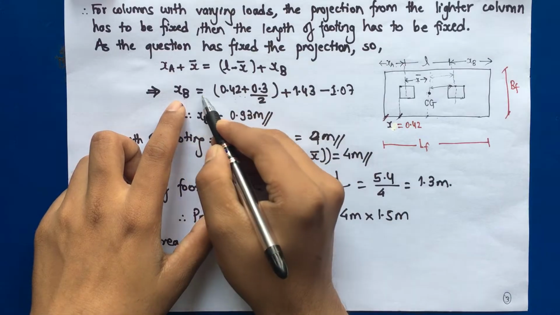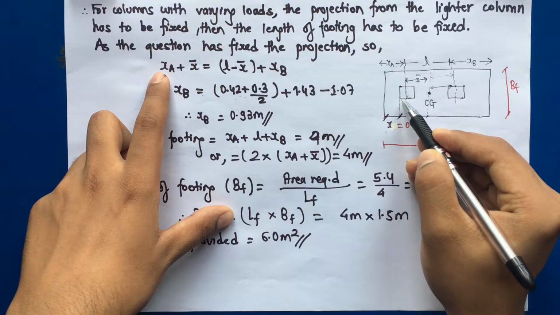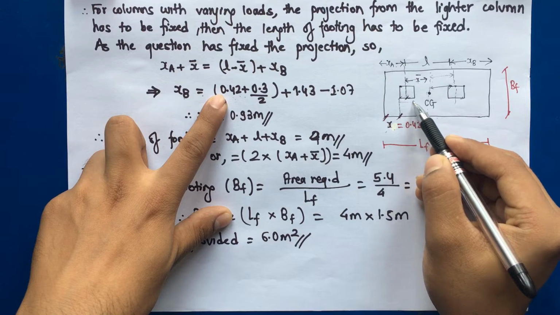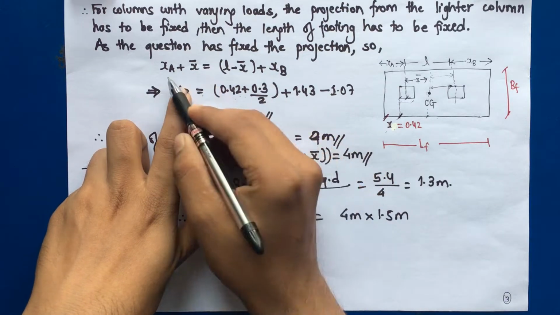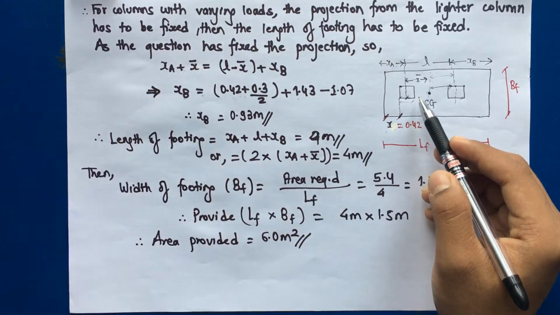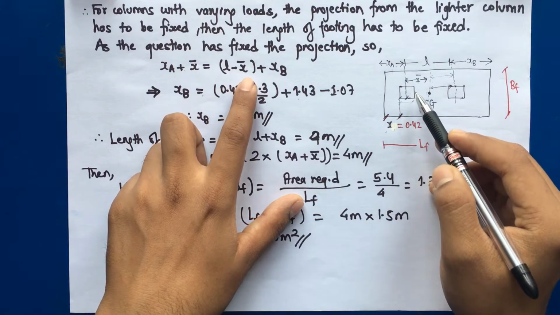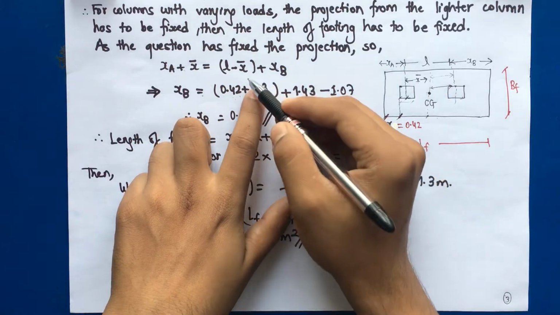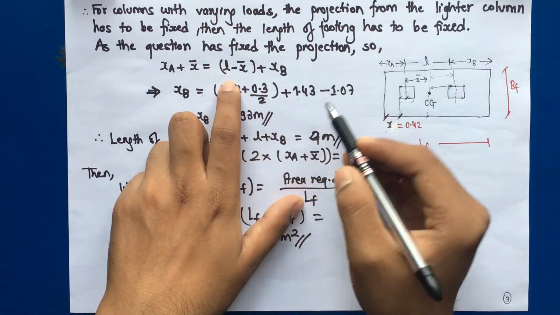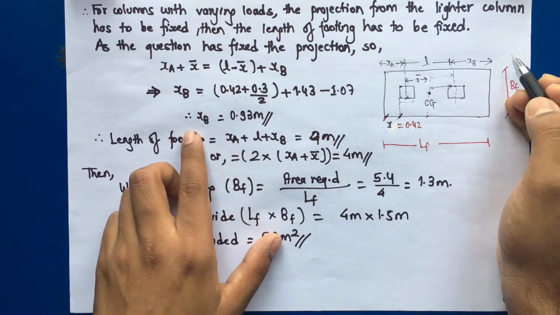Now here we have XA, which basically means x plus this much, that is half of the column width. So x is 0.42, the width of the column is 0.3 divided by 2, so XA plus x bar is 1.43, which we computed recently as the center of gravity distance from the center of column A, and then we have L, which is 2.5, minus 1.43, we get 1.07. So finally XB is equal to 0.93.